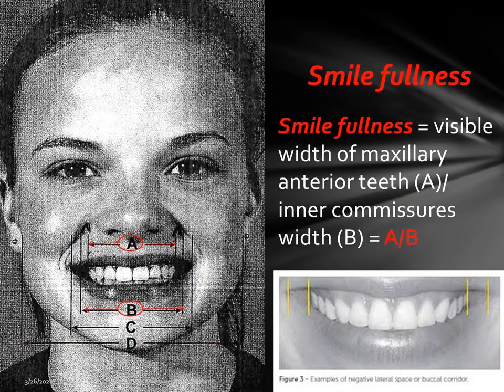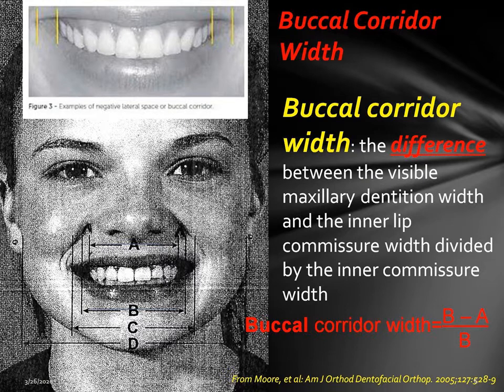Now we discuss the smile parameters. The first one is the smile fullness, which is the visible width of the maxillary anterior teeth, A, divided by the inner commissure distance, B. Okay? The maximum value is 1.